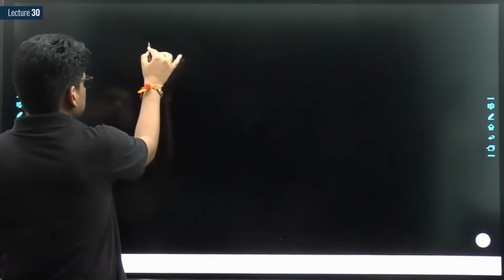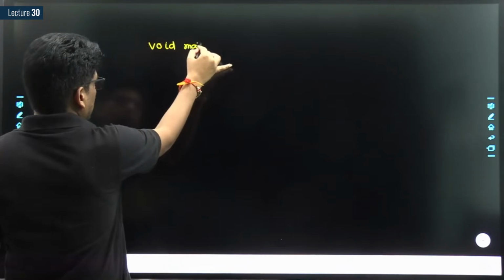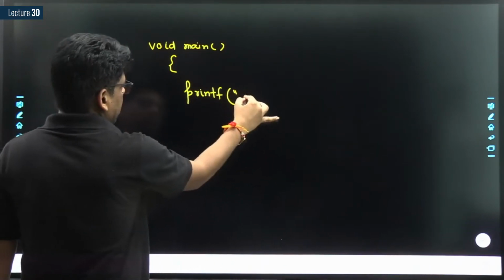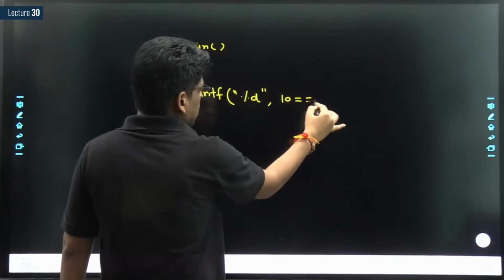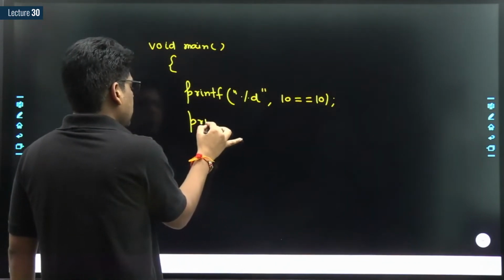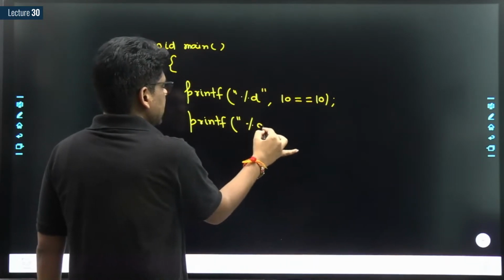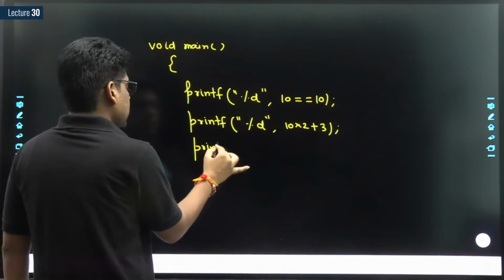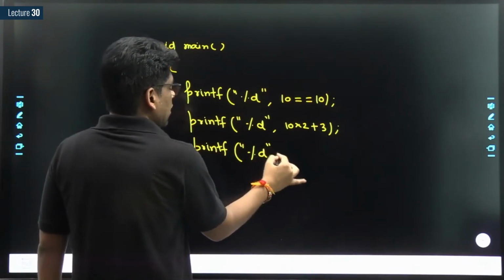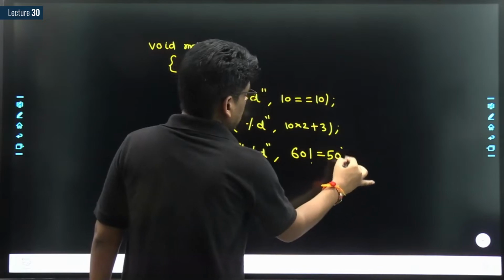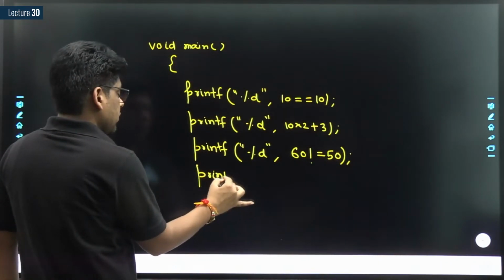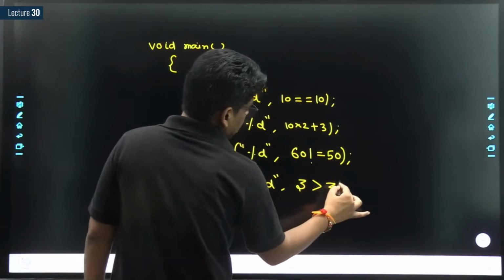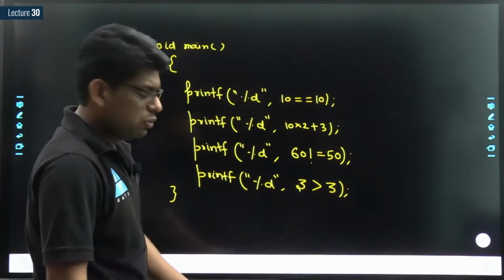Sir, if I ask you, void main, printf, percentage d, 10 is equal to 10. Printf, percentage d, 10 into 2 plus 3. Printf, percentage d, comma, 60 not equal to 50. Printf, percentage d, comma, 3 is greater than 3. Sir, are these statements valid? Yes, of course they are valid.